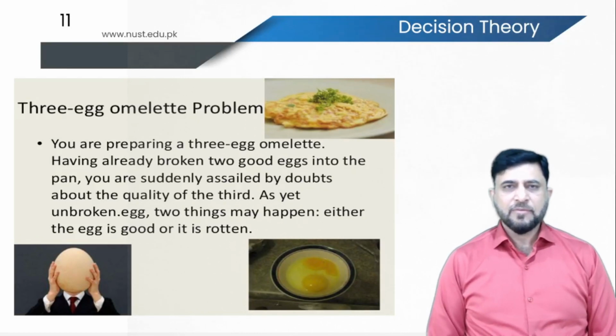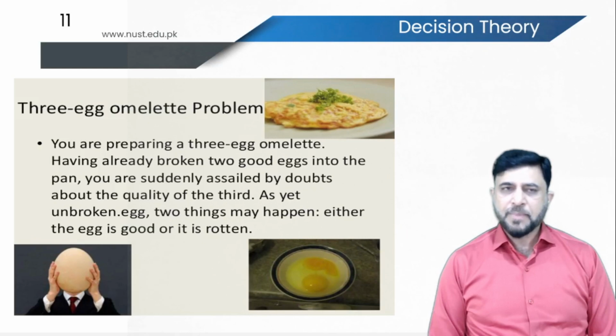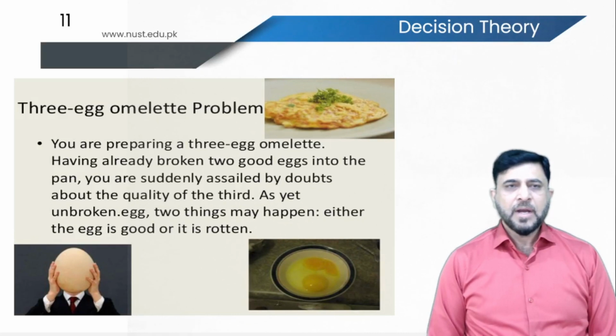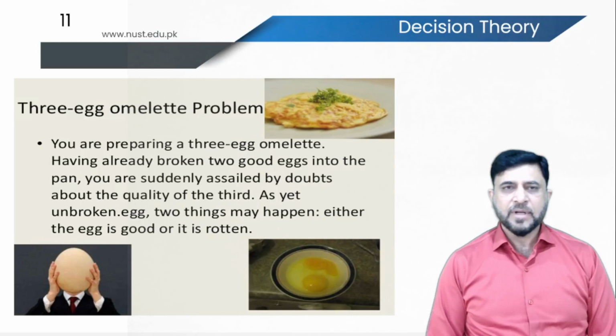Let's take an example. Okay, very simple example. We have to make an omelette of 3 eggs. Very simple problem. You may be encountering it in your daily life. You are preparing a 3-egg omelette, having already broken 2 good eggs into the pan. You are suddenly assailed by doubts about the quality of the third one. You are unsure about the quality of the third one. You do not know whether the third one is a good egg or a bad egg or a rotten egg.